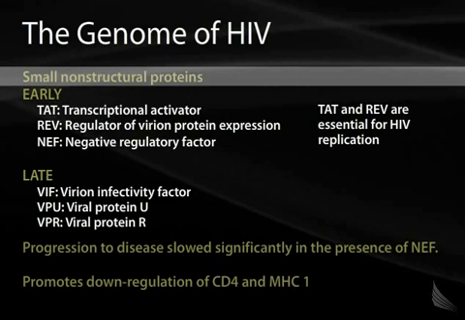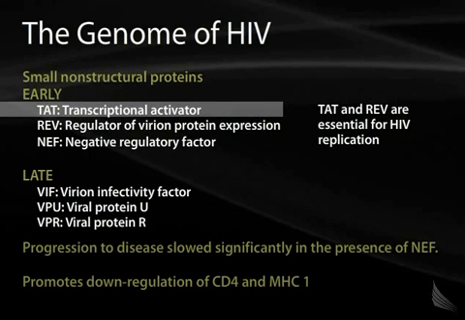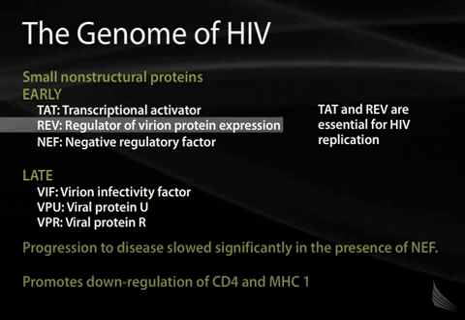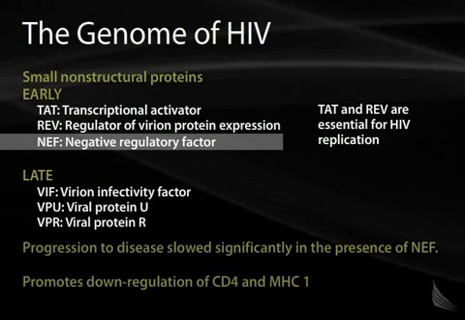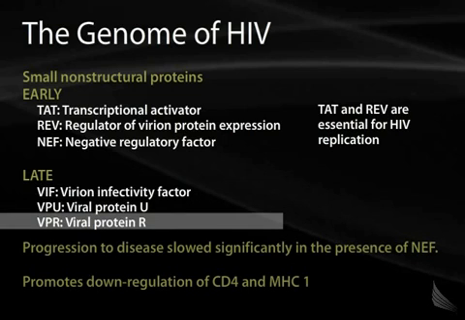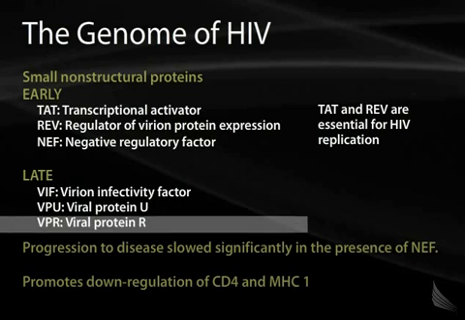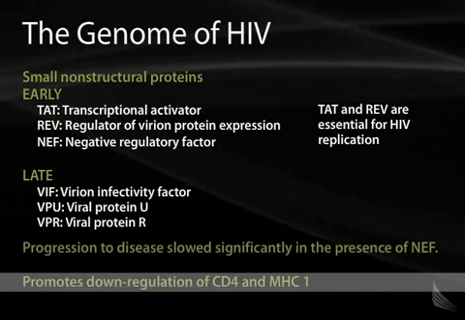Components of the HIV genome include small, non-structural proteins early, like TAT, which is a transcriptional activator, and REV, which is a regulator of virion protein expression, and these are essential for HIV replication. NEF is interesting. It's a negative regulatory factor, and those are the early genes. Later, you have VIF, VPU, and VPR, which are viral infectivity proteins. The progression to disease is slowed significantly in the presence of a defective NEF, because NEF normally downregulates CD4 and MHC1.